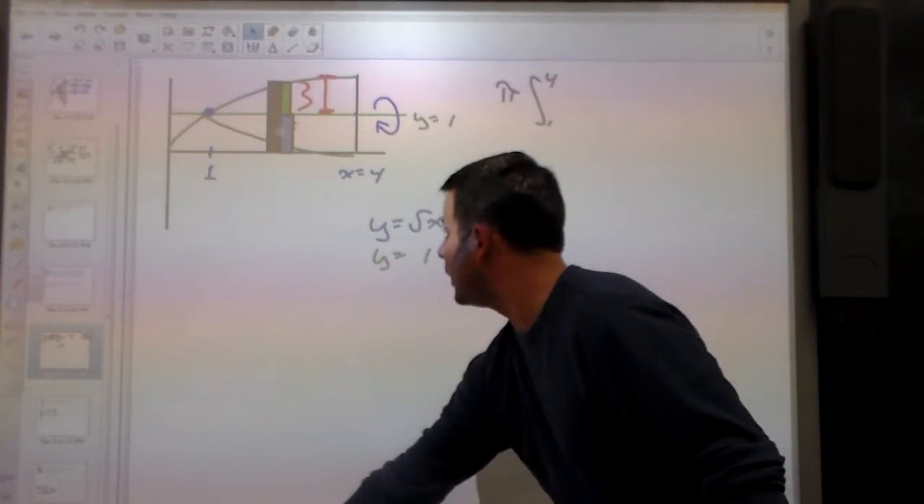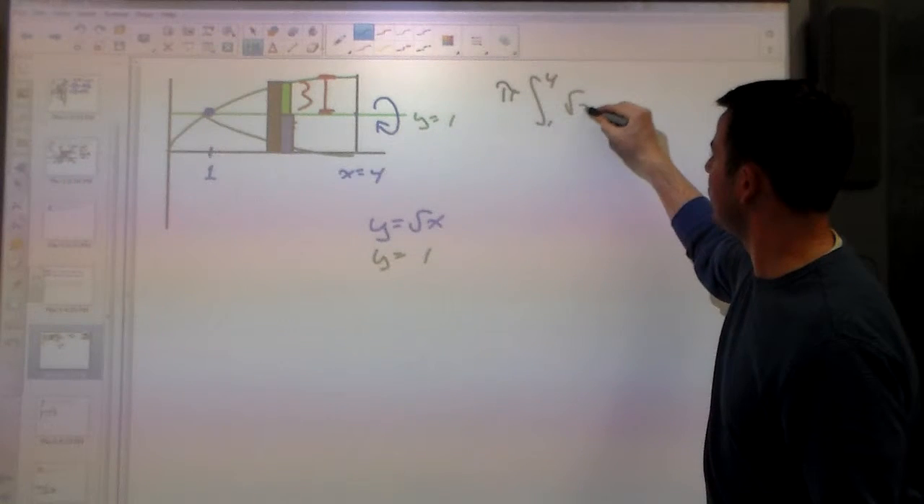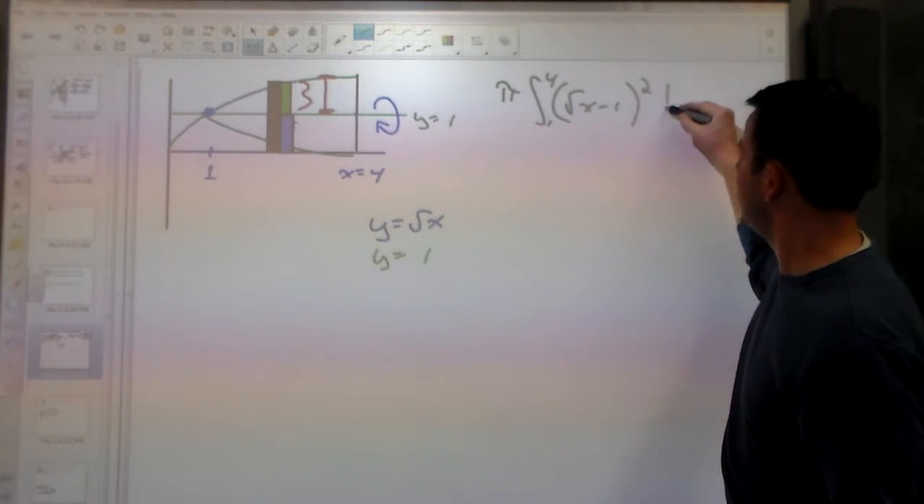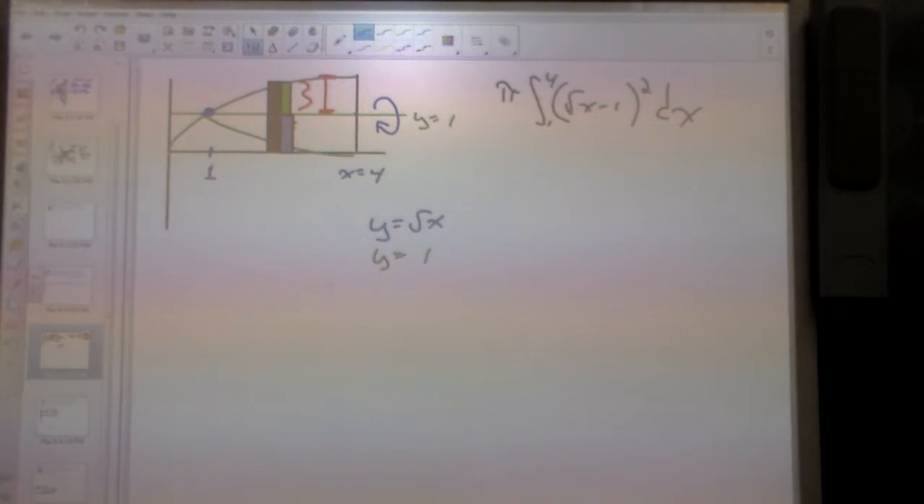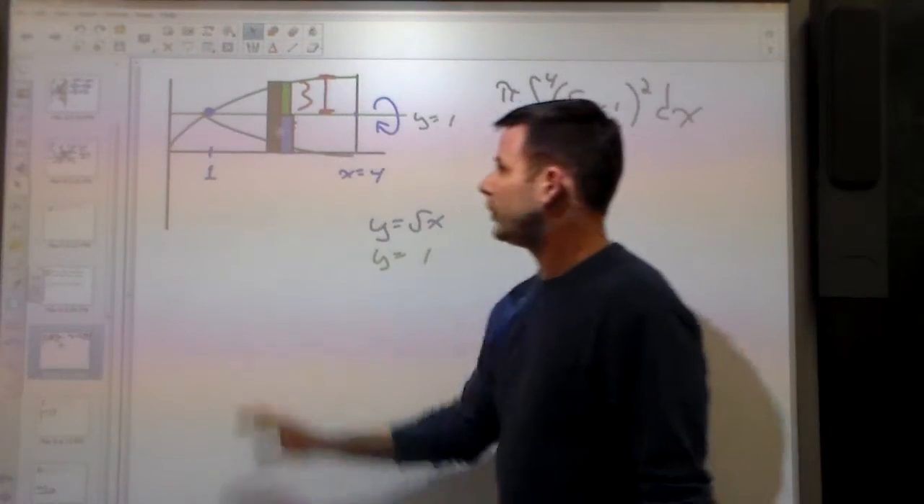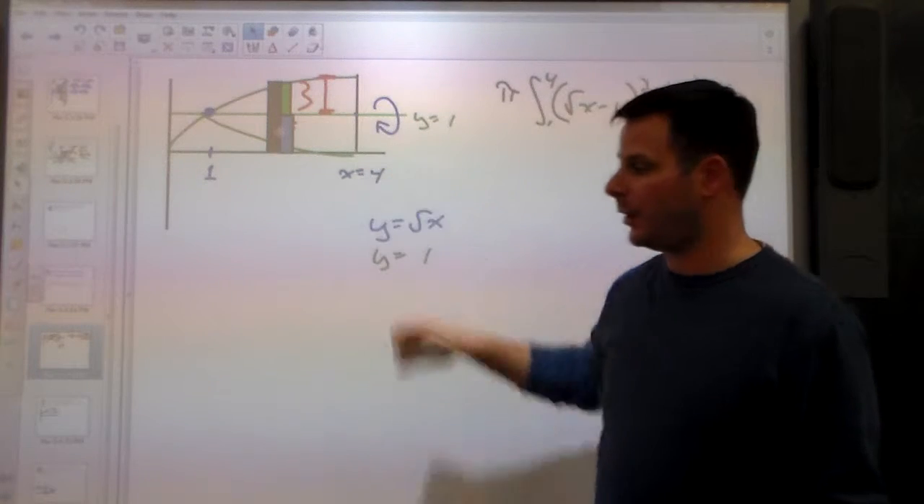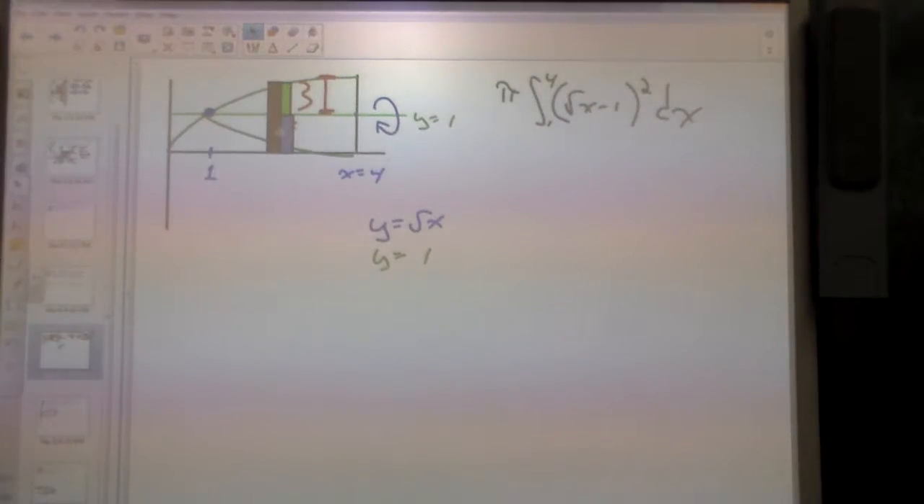So my integral will be radical x minus 1, squared. And that's it. There's no hole involved. So it's important to use these rectangles to understand what the region will be that's being revolved around.